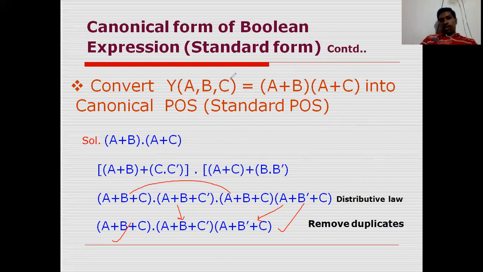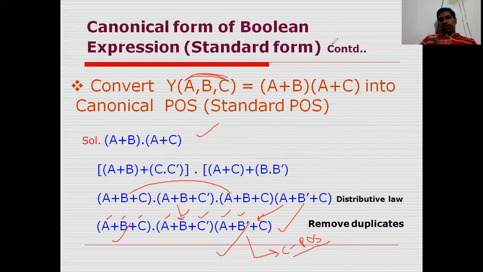What is canonical form? All the three literals should exist in each and every term. See here, A is there, B is there, C is there. All the three are involved? Yes, involved. Here A is there, B is there, C is there. Here also involved. Here A is there, B is there, C is there. So in each and every term, we found that all the three literals A, B, C are involved properly. Therefore, it is an example of canonical POS. So the question given is normal POS, and by using some properties and methods, we converted it into canonical form.